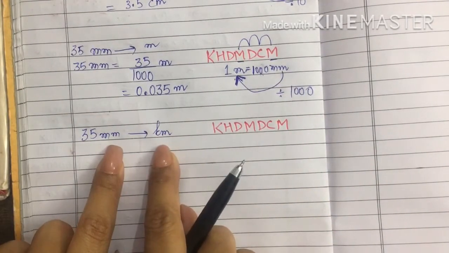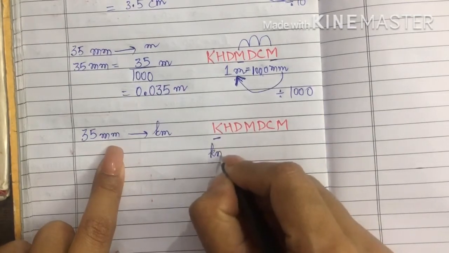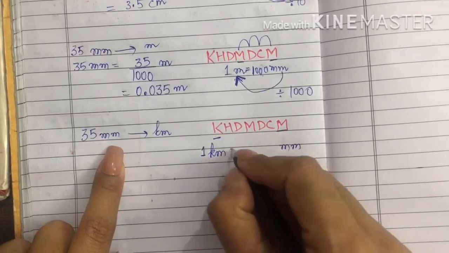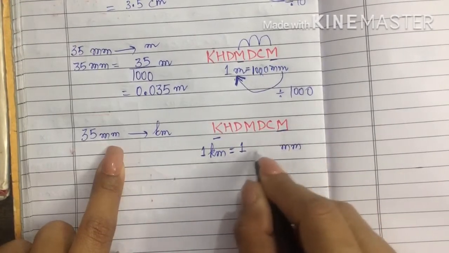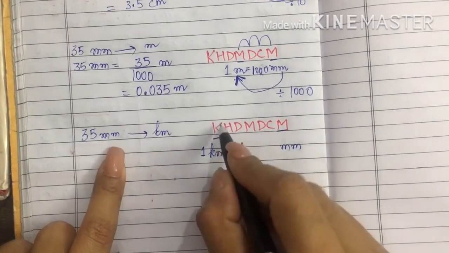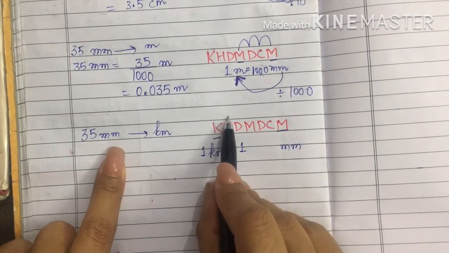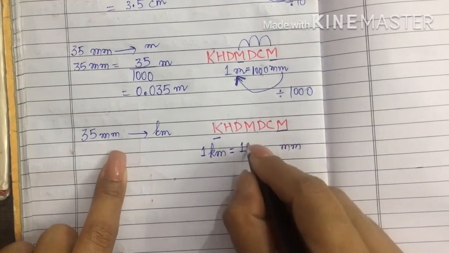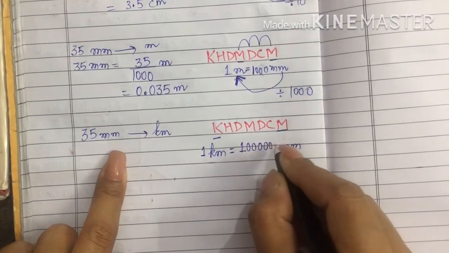Kilometers and millimeters. This is kilometers, this is millimeters. Over here there will be 1, here also will be 1, but there will be zeros also. So count how many jumps there will be and we will put zeros. So from here 1, 2, 3, 4, 5 and 6. 1, 2, 3, 4, 5, 6.